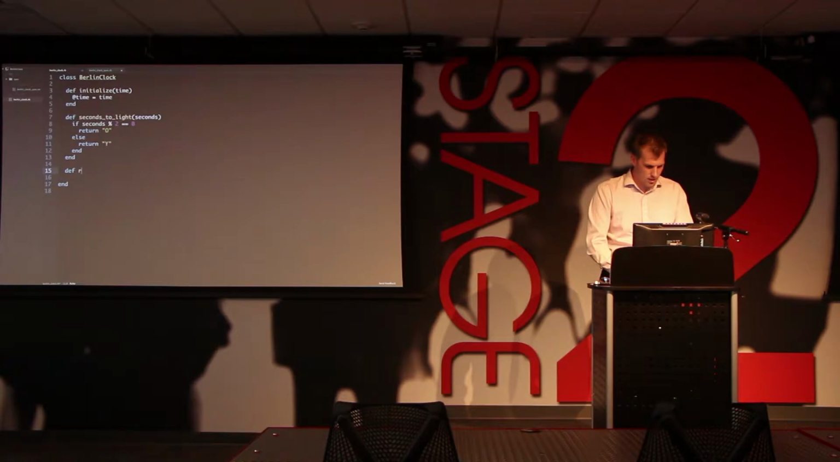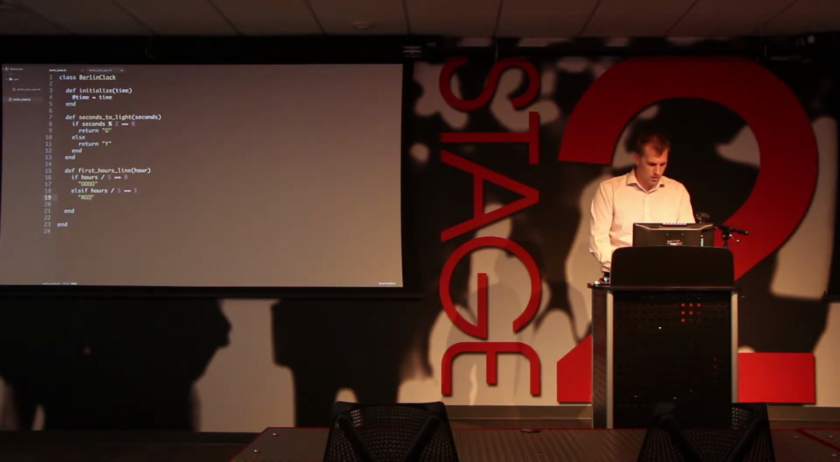Yeah, first hours line, and I'll take an hour argument. I'll just do a really long if statement because I'll refactor it at the end. If hours divided by 5 equals 0. For the first line, I'll use the remainder. I'll use the modulo remainder for the second line of hours. Else if hours divided by 5 equals 2. I know it's long and boring. It'll get better.